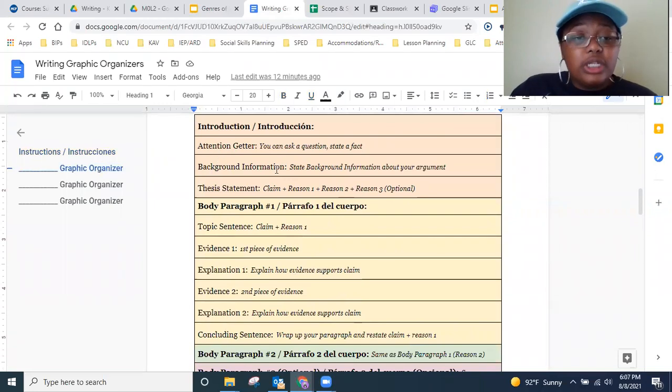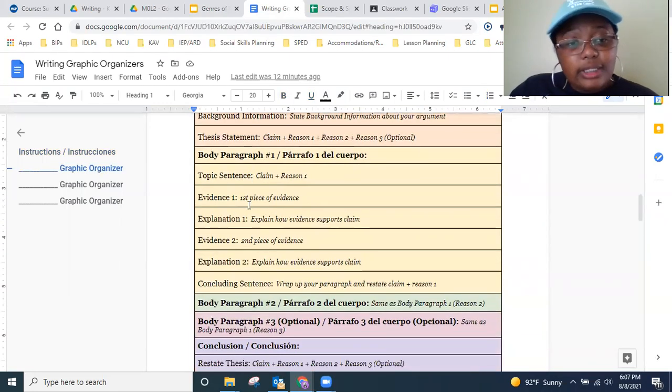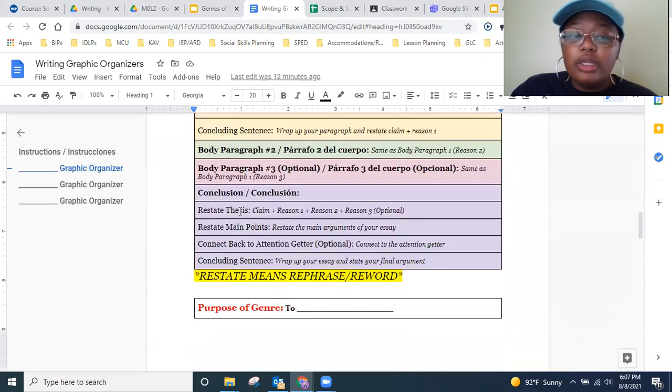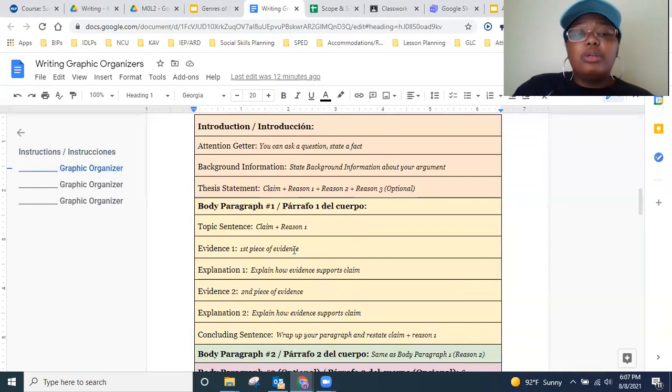So I know I have my attention getter, my background information, the thesis. We have our topic sentence, evidence, explanation, evidence, explanation, restate thesis statement, main points, concluding sentence. So one word that sticks out to me on this entire graphic organizer is the word evidence. So that makes me think that this might be for our argumentative essay, but I need to go and do the rest of my steps to be able to label it.